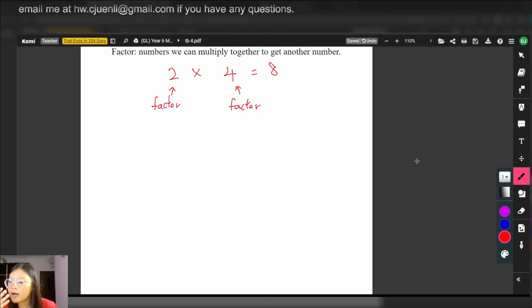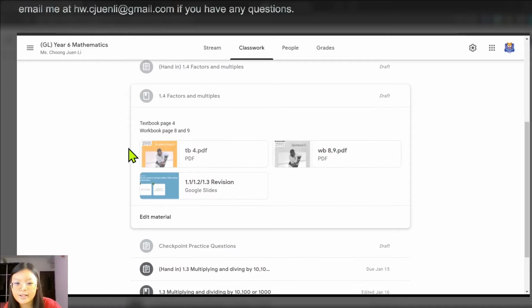Now, there's a chance where we have to list out a lot of numbers, as many as we can, for that certain number itself. So you can look at your workbook if you want to. Later, I'll be posting this up, your workbook pages 8 and 9. All right, so the notes, you can have a look when you open up this PDF over here.